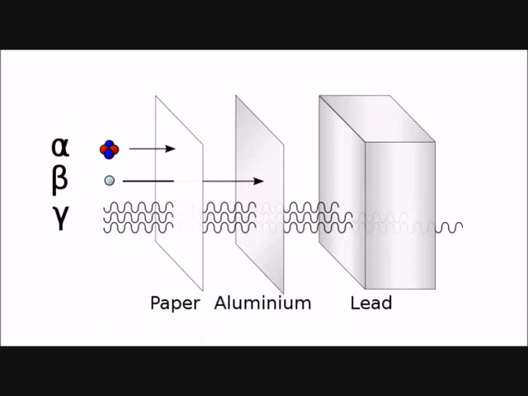Gamma is the most penetrating of them all. It takes thick lead or thick concrete to stop it. However, it is the least ionizing of the nuclear radiations. Compared to other EM waves, compared to infrared and the other waves, it is very ionizing, but as I say, not compared to alpha and beta. It's the least ionizing of the three.